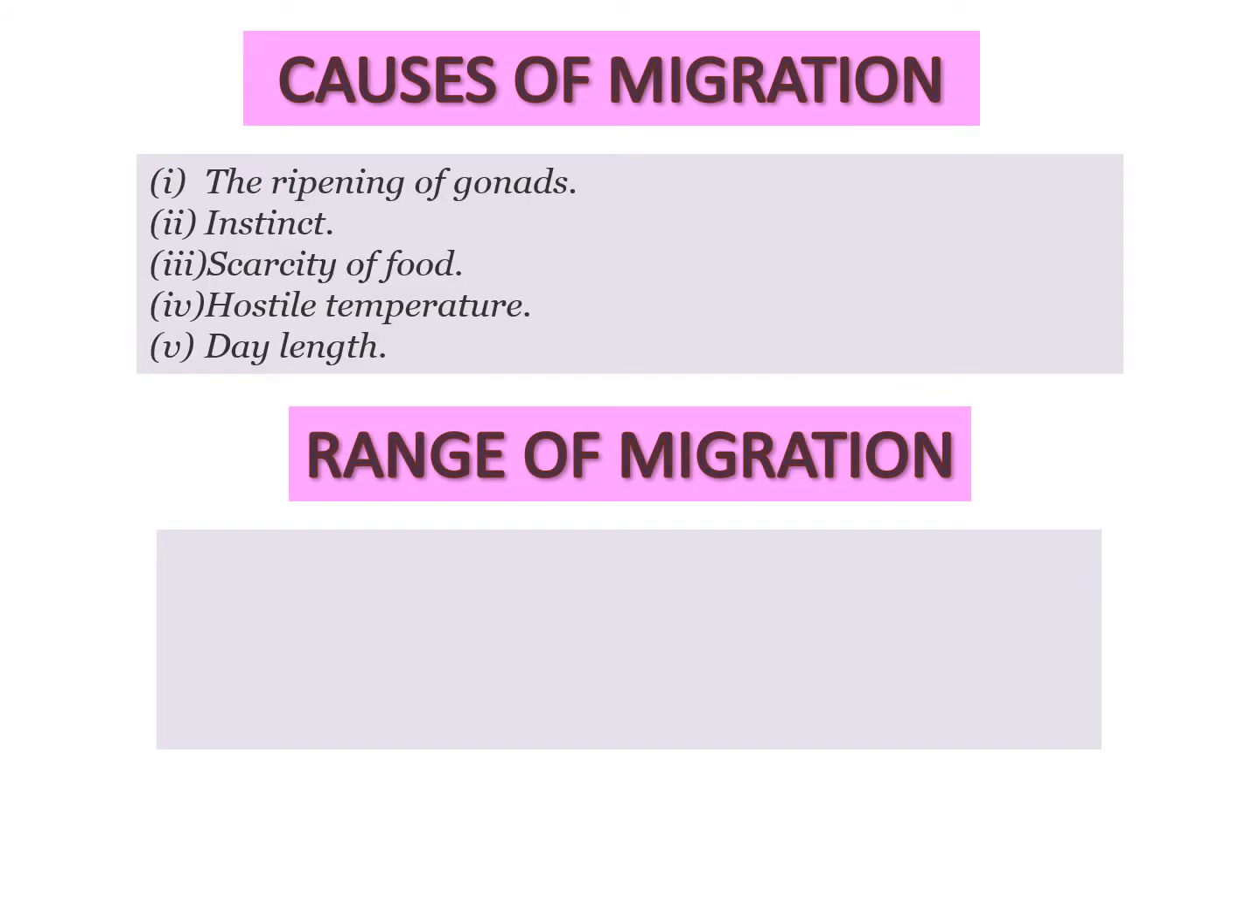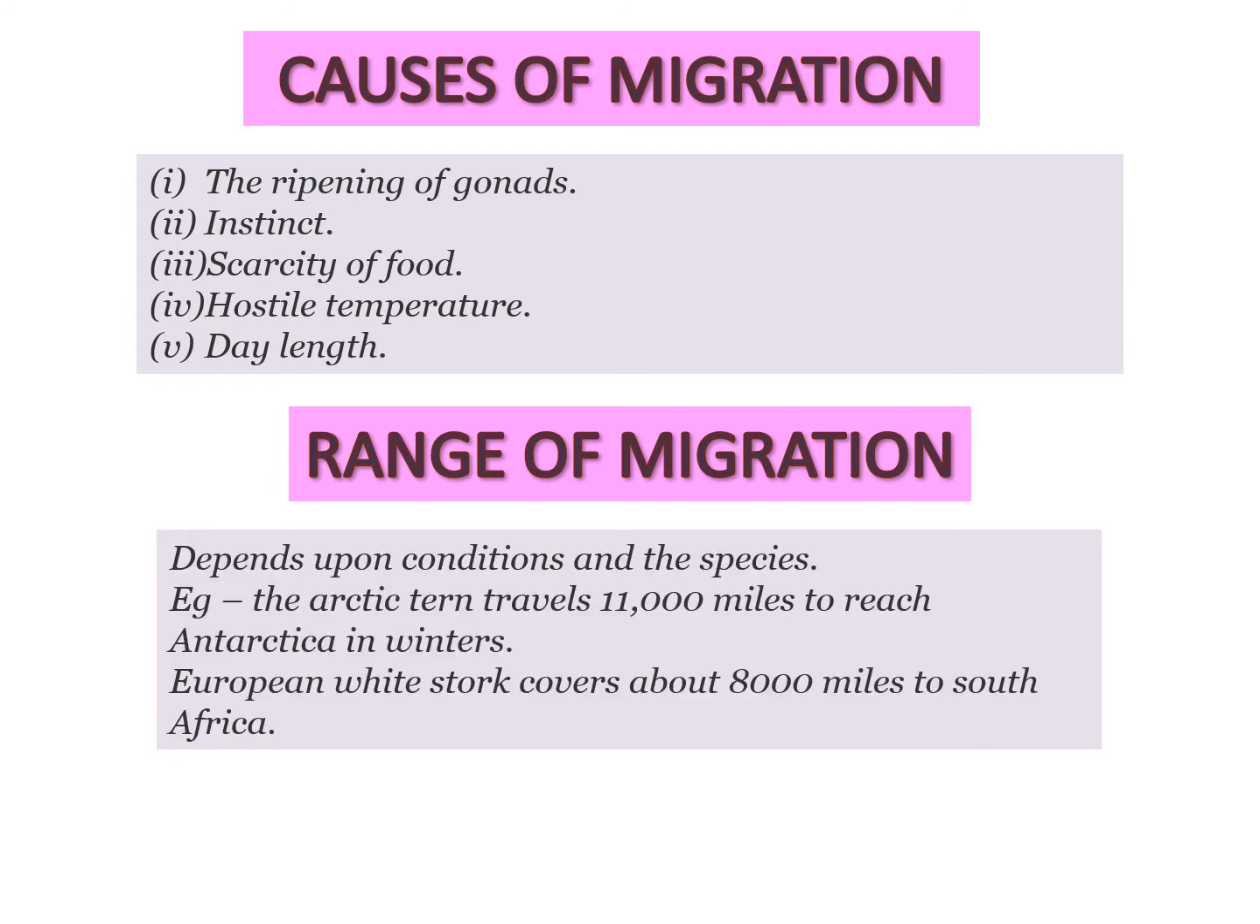Causes of migration. Various causes of migration are there. That is the ripening of gonads, instinct, scarcity of food, hostile temperature, and the change in the day length. The range of migration depends upon conditions and the species. For example, the Arctic tern travels 11,000 miles to reach Antarctica in winters. The European white stork covers about 8,000 miles to South Africa. Arctic terns are the longest travelers.